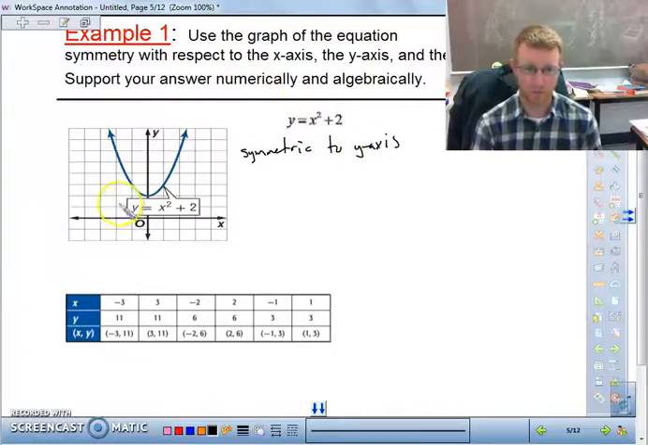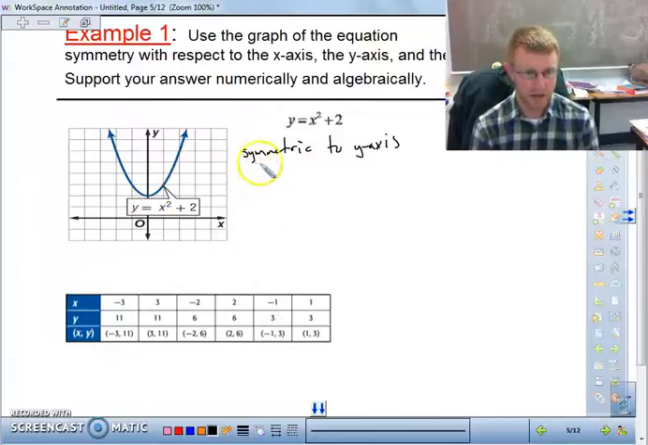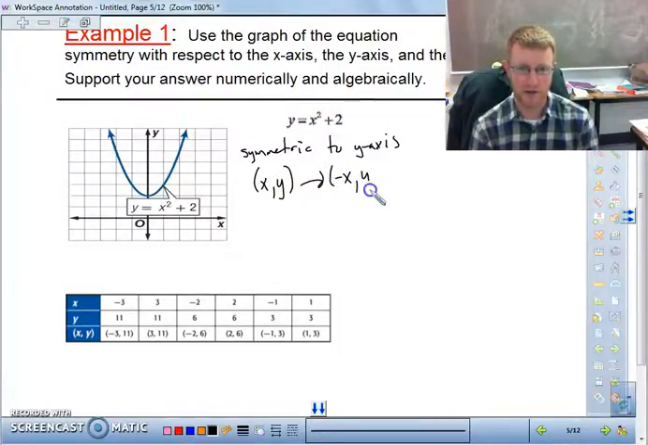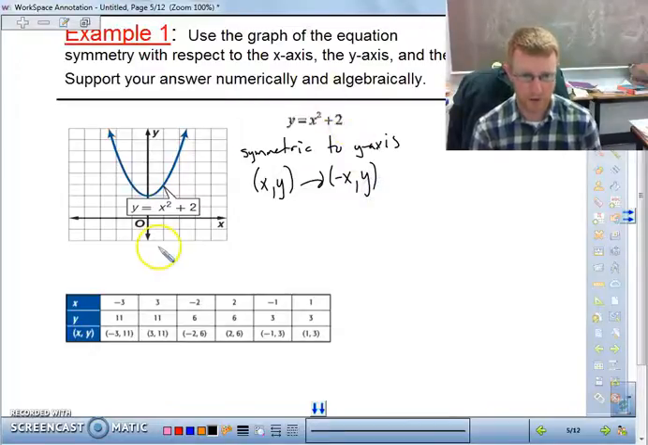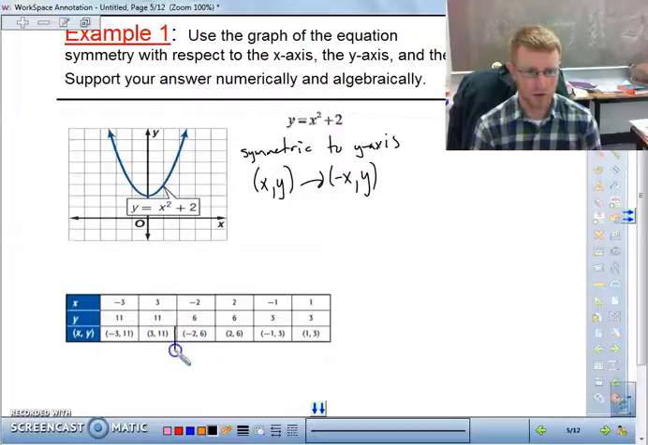But now let's try and support that. So what we had said was if it's symmetric to the y-axis, then that means that our x comma y would also have to have a point negative x comma y. So let's just take one of the points on here. So let's just take the negative 2, 6. So we're looking at this point right here, negative 2, 6.